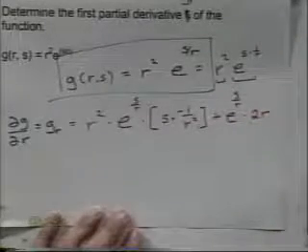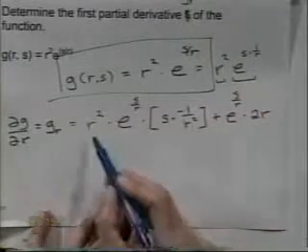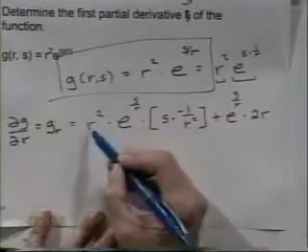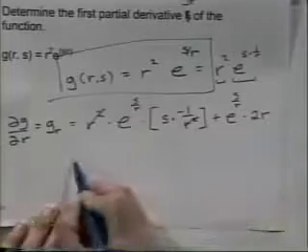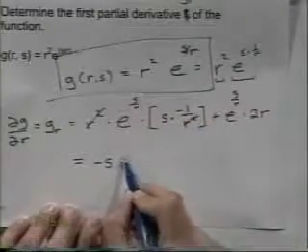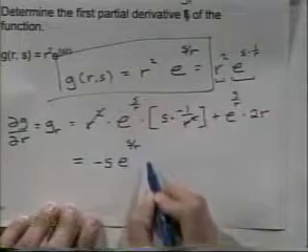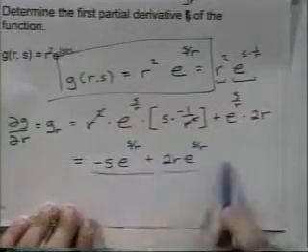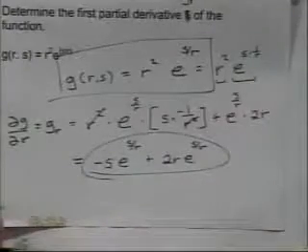Definitely you should do a little bit to clean things up. In this particular case, you have r squared times this times s times minus 1 over r squared. We can cancel the r squareds. So let's see, a negative 1 times s, I prefer to write that as a negative s e to the s over r plus 2r e to the s over r is our final answer.